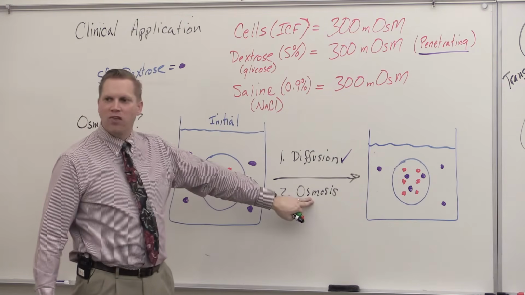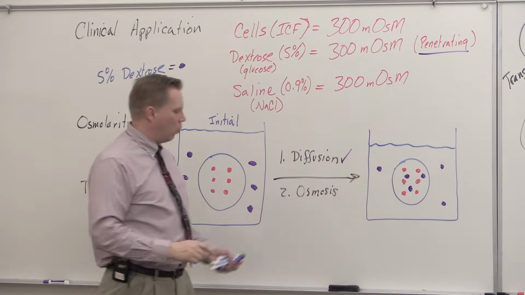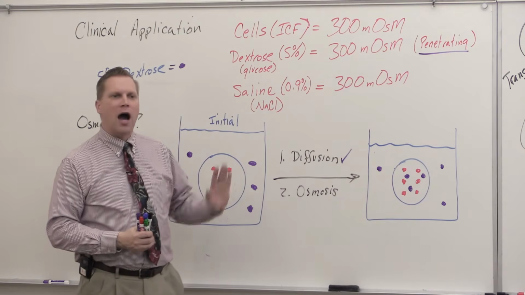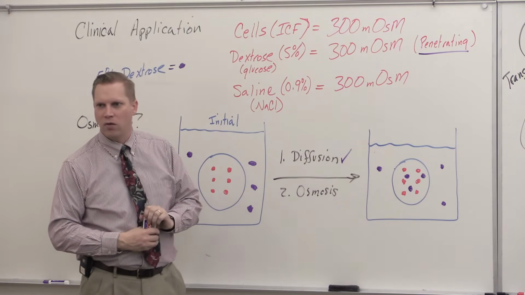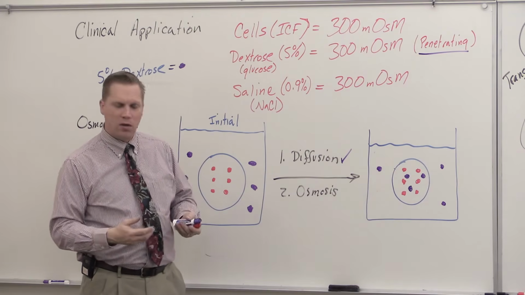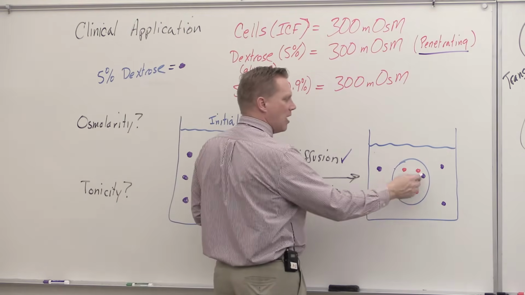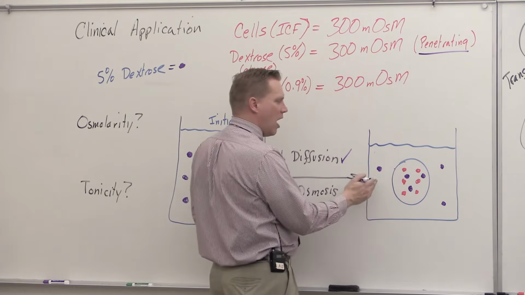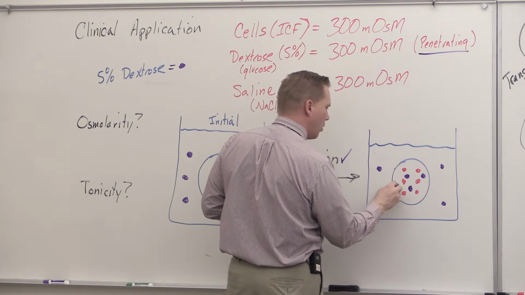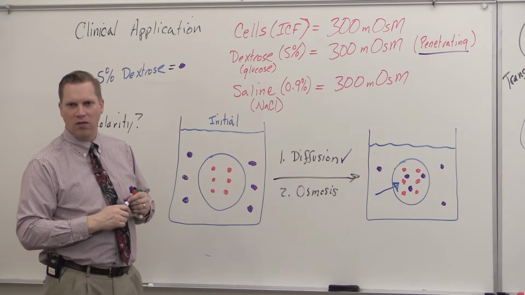Now let's look at osmosis. What does osmosis do now? Well, we learned that osmosis moves water to the higher concentration of solutes. Do we have a difference in concentration of solutes? Yeah, we do. In this case, I've got 9 dots inside. I've got 3 dots outside. So water is going to move inside that cell.